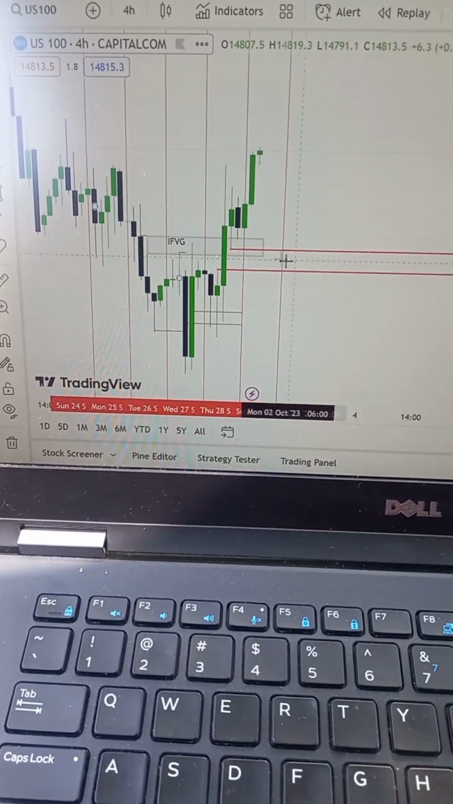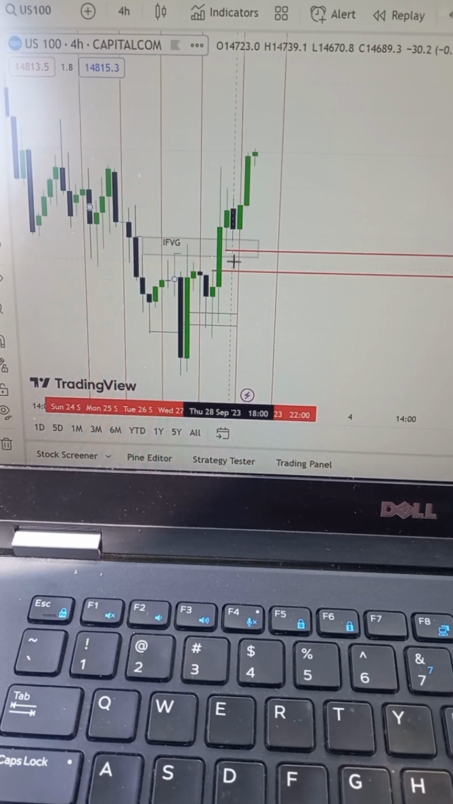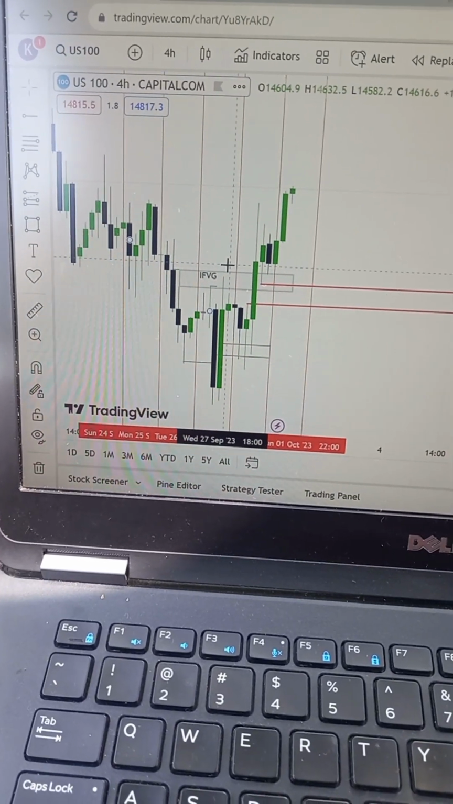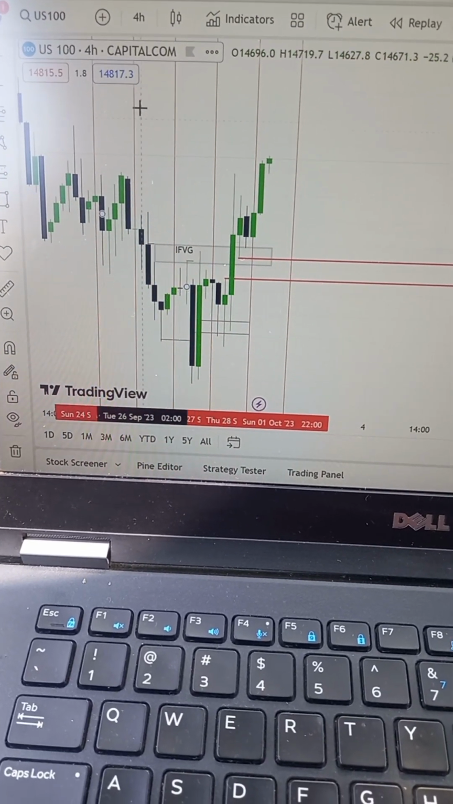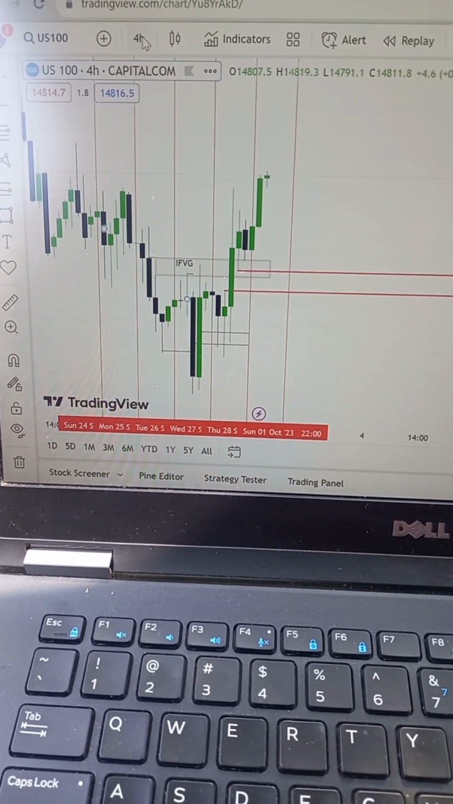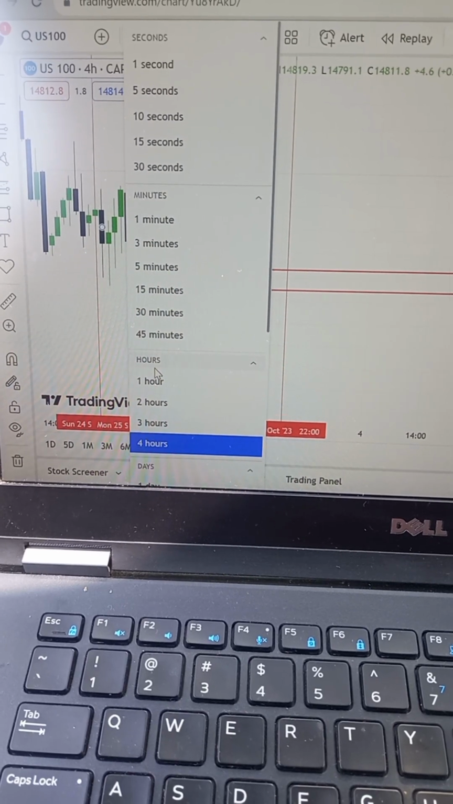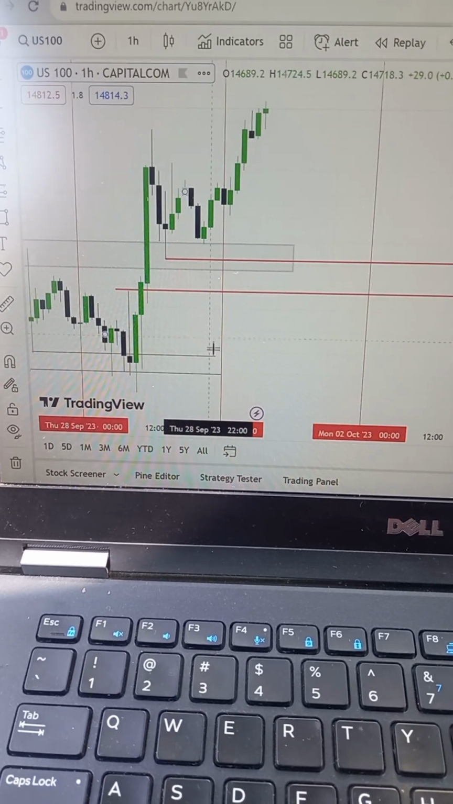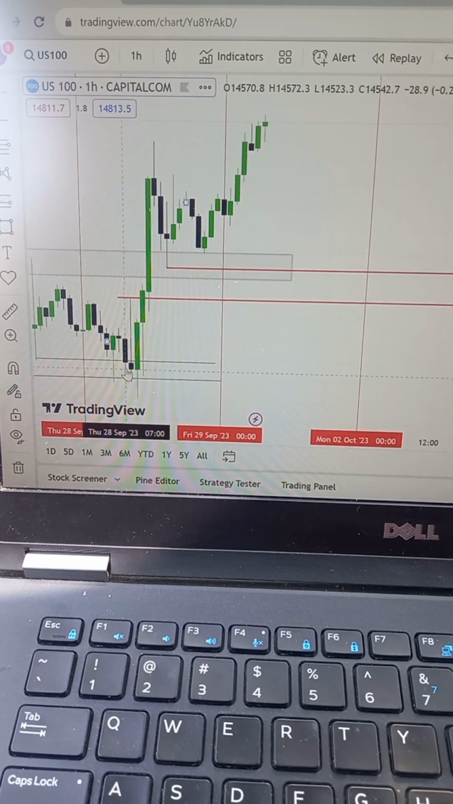So here we have the fair value gap in the 4-hour chart. This is US 100, by the way. And once you can see our analysis went as predicted. We were aiming for price to bounce off this level.